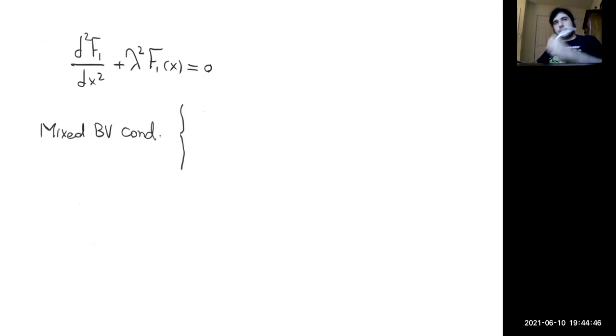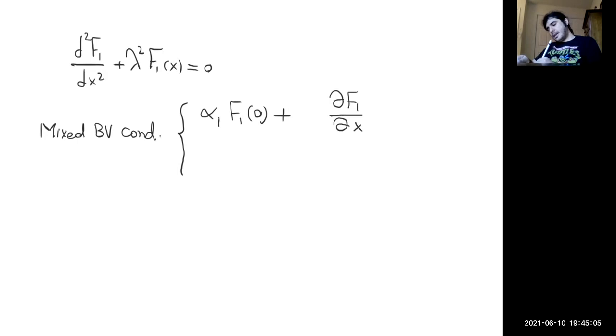So we had two conditions. Here we also need two conditions, okay? So the condition would be something like this. f1 at 0 times a constant, say alpha 1, plus the derivative of f1 with respect to x at 0 times another constant, say minus alpha 2, that's just for convention, actually, equals 0. And we should have another condition. Let's say both of them are written at 0.